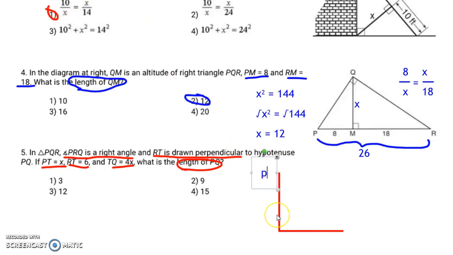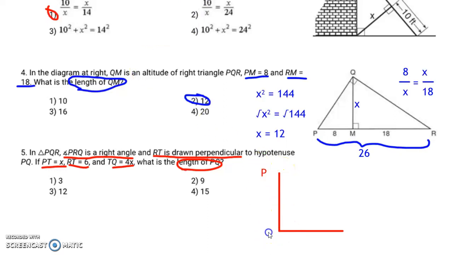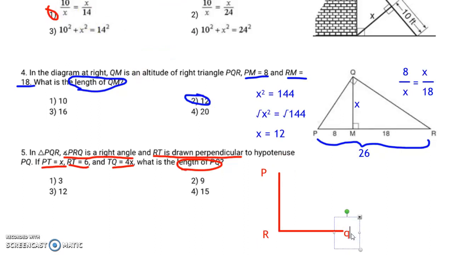This one is P. Let's use red, shall we? Keep it consistent. This one is P. This one is R, and I know R is supposed to be in the middle. Again, it is in blue. So annoying. And we know that the last letter is supposed to be Q. There we go, fixed it.